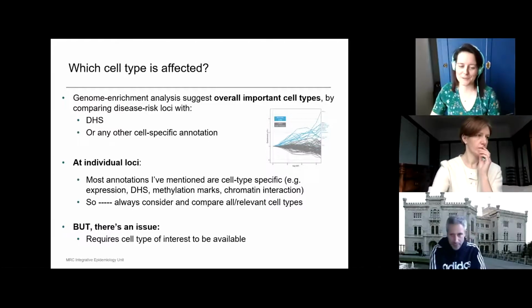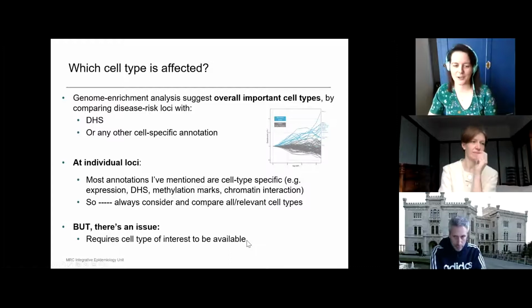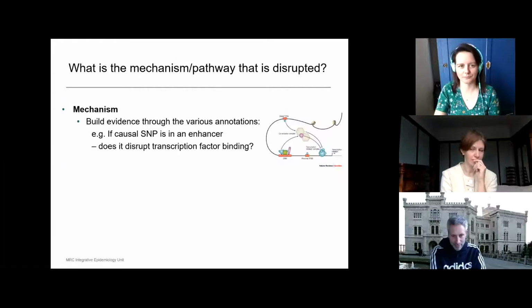I said here at the bottom, there's always an issue that it requires a cell type of interest to be available, and that's really a key challenge here. Some cell types and some cell states will have been tested and data reported, and there'll be others that are just missing. So whenever you're doing this type of thing, there's a whole load of data that you don't know about, that you should be aware of as a limitation.